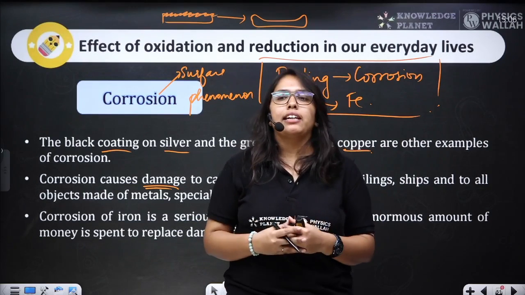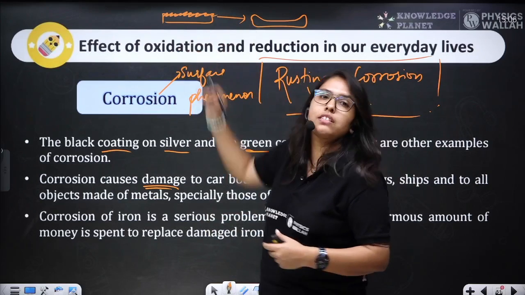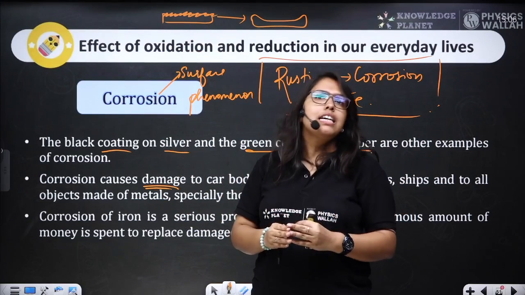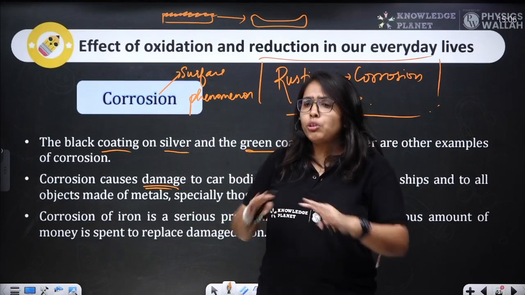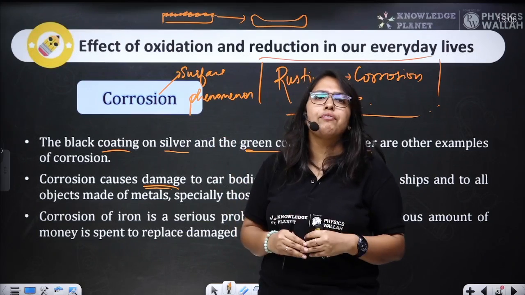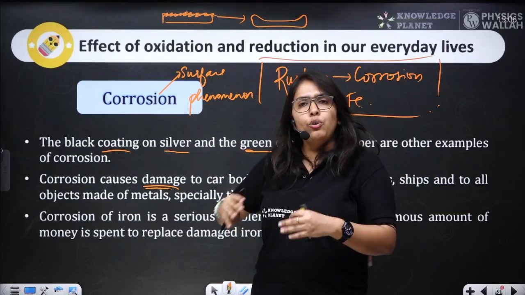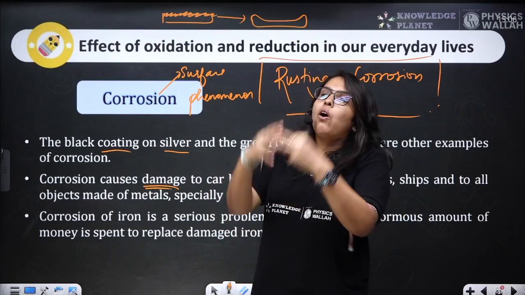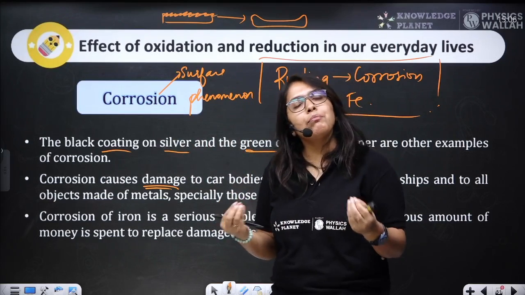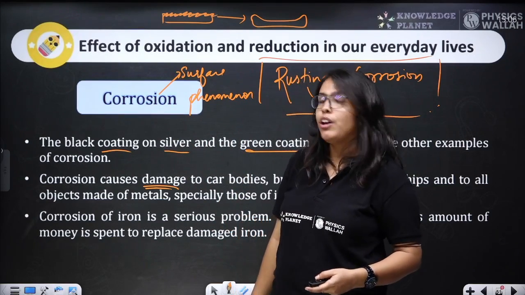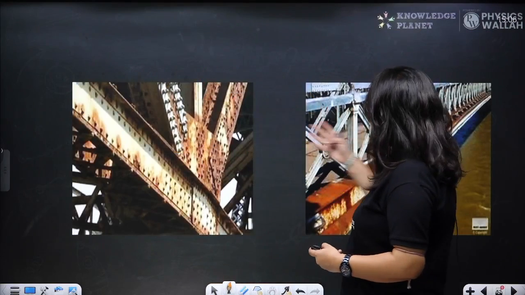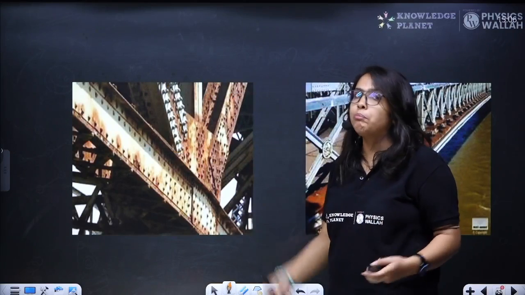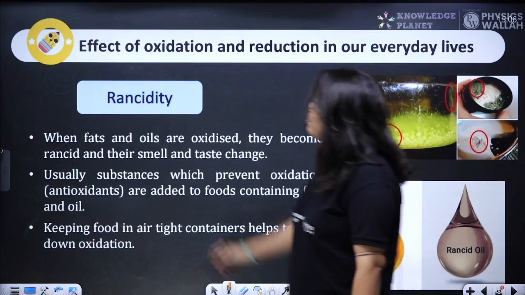So how do we protect it? We can protect it by coating the surface, by painting it, greasing it. It is a surface phenomenon, so all you have to do is cover the surface. When you cover the surface, it does not come in contact with the oxygen, with the humidity, thereby being protected from undergoing corrosion. So this is about corrosion, and you can see how it affects the bridges badly and various other examples.